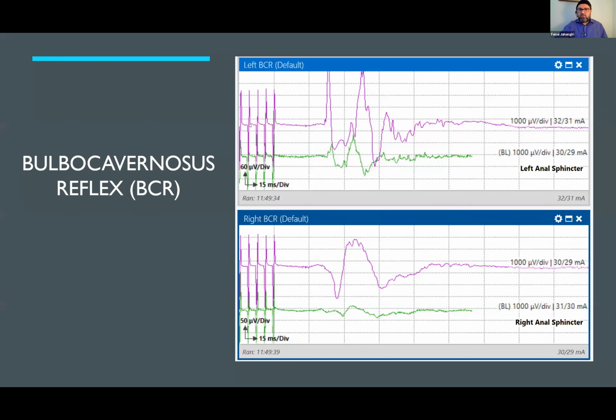When you stimulate with multiple pulses, 5 pulses, and record from the left and right anal sphincter with bipolar electrodes, you get 2 different waveforms, R1 and R2. Those are the early and late waveforms. Those are recorded, and you can do continuous stimulation along with other modalities.